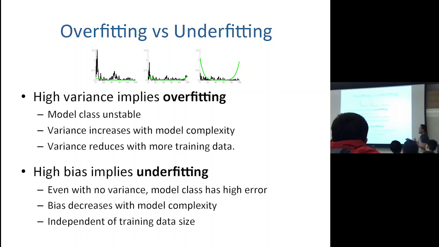If your model class is high bias, it implies underfitting. Even with no variance, your model class will have higher error. Your model class simply cannot capture the complexity of the data, and therefore will have higher error no matter how much training data you have. Bias decreases with model complexity, and it's independent of training set size.